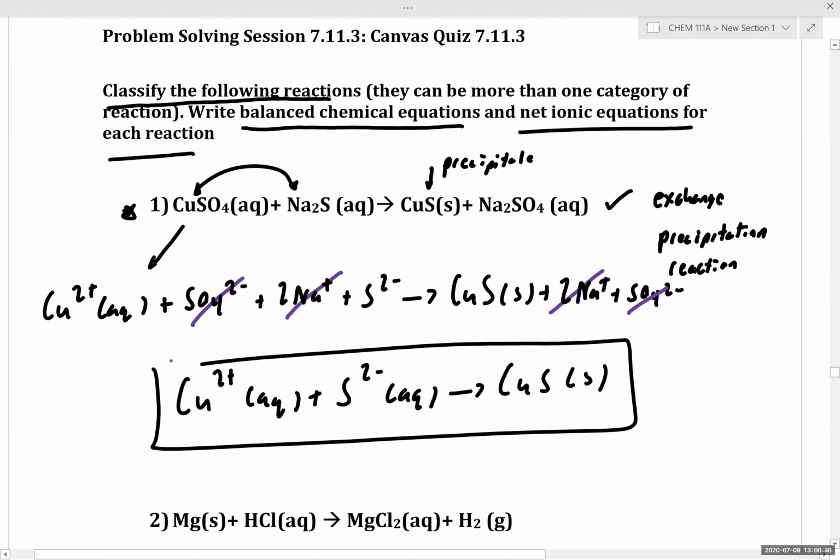Yes, did someone have a question? Yeah, Professor, in exams, are you going to ask us to name it as exchange or double replacement? Either is fine. And you're going to want us to classify it as a precipitation reaction? Precipitation, yes. Okay. You'll have a list of options to choose from.